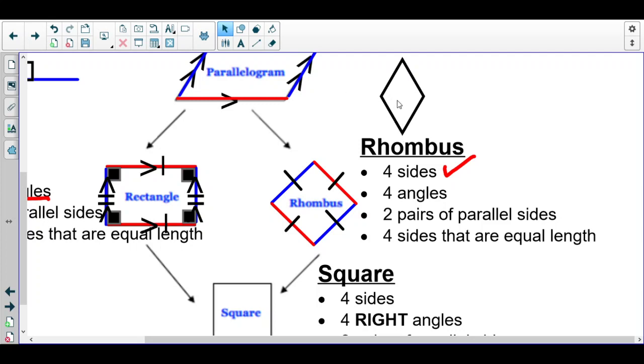All right, parallel lines here. So there's 1 set and 2 sets, or 2 sides, I should say. That's 1 set, and then the blue right here would be the other set. And then we would just need to make sure that all 4 sides are the same length.